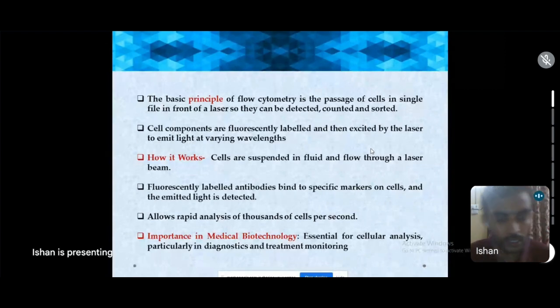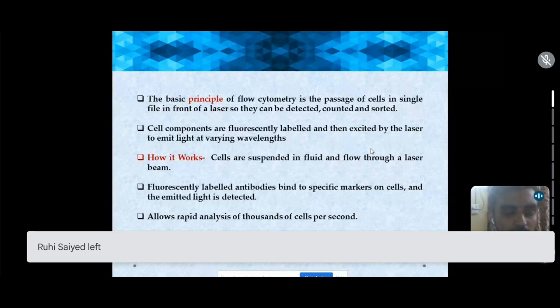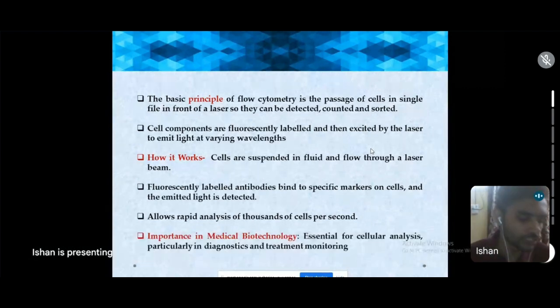Now, the basic advantage of flow cytometry is that it allows rapid analysis of thousands of cells per second. As I initially told, it is based on the detection, count, and sorting principle. So you can count 20,000, 30,000 cells, a group or population of cells, rapidly within a short span of time, and they can be separated based on different analyses.